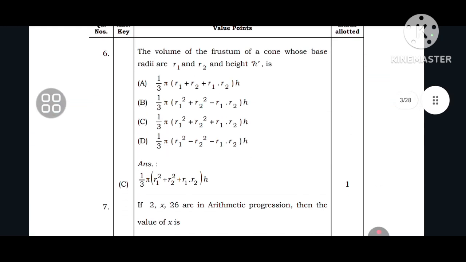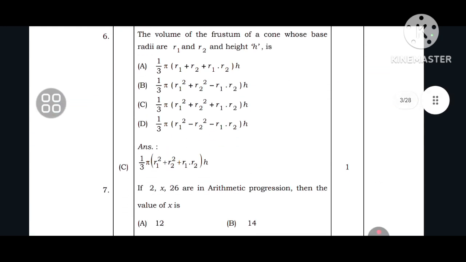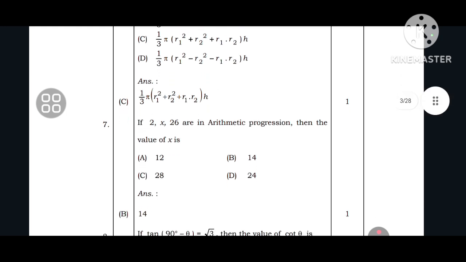And for question number 6, the volume of the first term, here you should learn by heart the formulas of the surface area and volume chapter. And by that we can score the marks for the formulas as well. And option C is correct here.